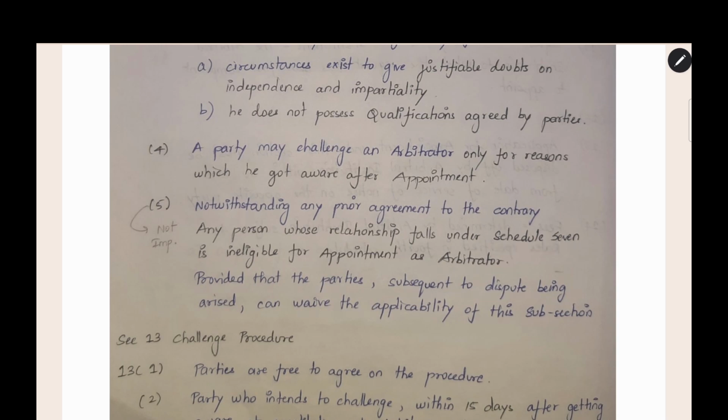After the dispute has arisen, there are two persons, party 1 and party 2, who got a dispute. They have an agreement and after that they are having a dispute. After the dispute arises, the parties can mutually waive this subsection. They can say that we will not follow this section. This is the proviso to this subsection.